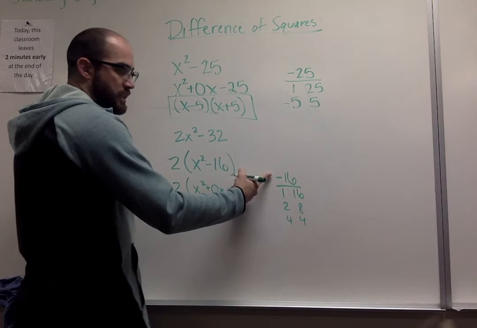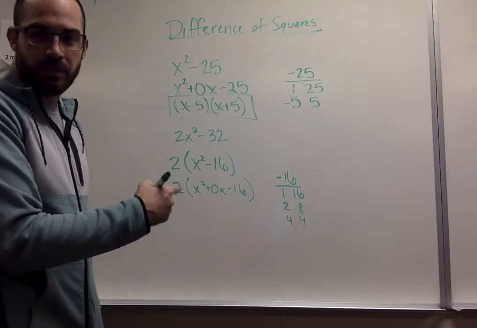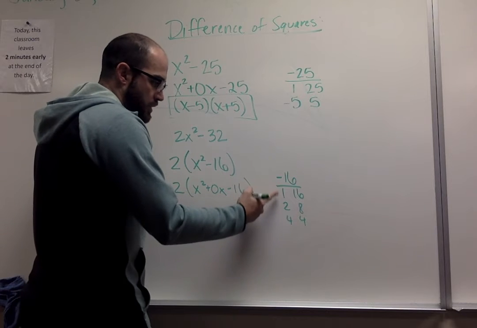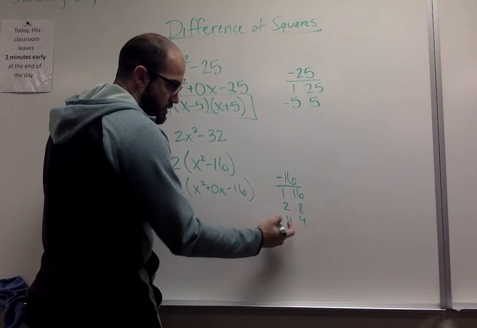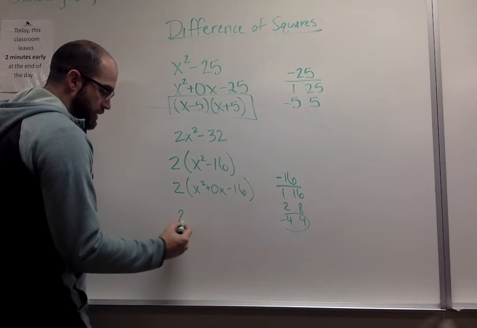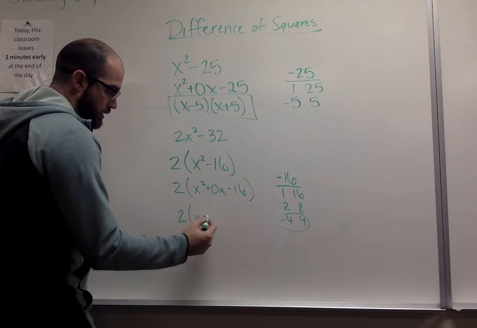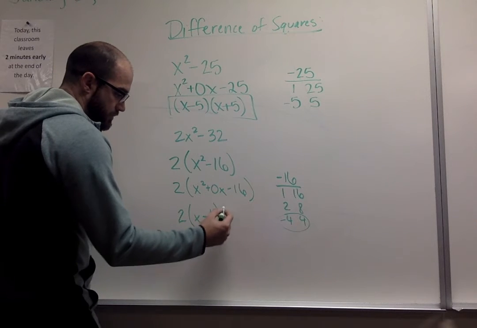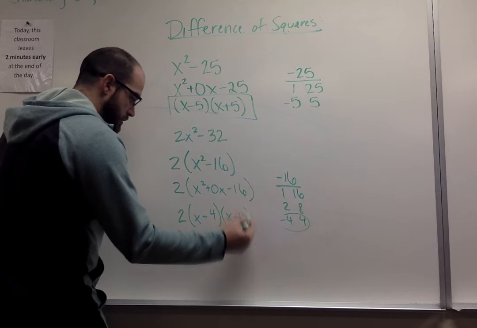Again, it's a negative 16, so one column is going to be positive, one column is going to be negative. I need to get to a 0. Neither of these will get me to a 0. These two will. So I have my pair. So I'd have my 2 out front. X, again, my first term getting split here. X minus 4. X plus 4.